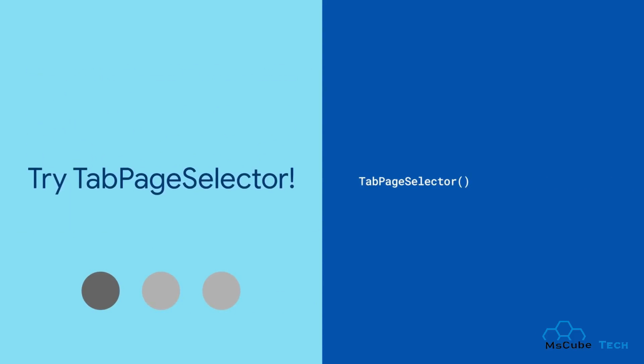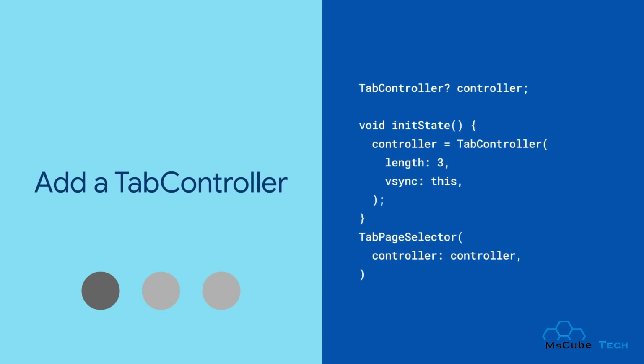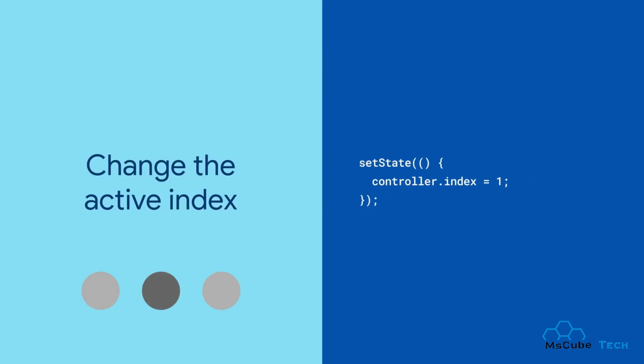To start, add a Page Selector widget somewhere in your widget tree. Next, provide a TabController to control your selector. It accepts a length parameter, which tells Flutter how many dots to draw. Whenever your indicator dots are looking a little stale, update the controller's index within setState to get a fresh look.